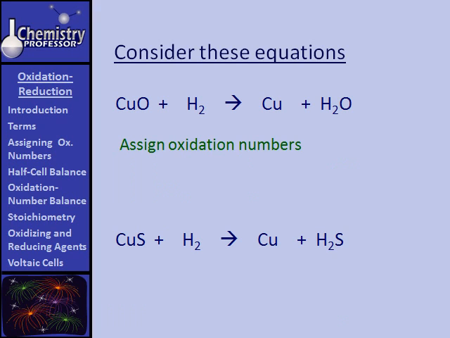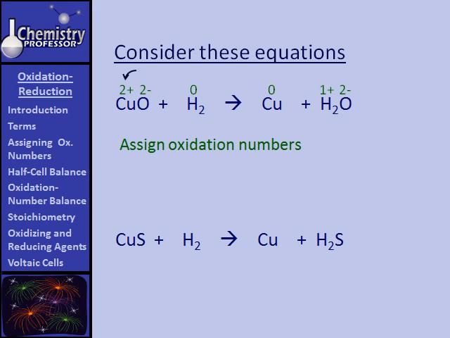All right, let's start with this top equation. Let's assign oxidation numbers. Well, in that top equation, the copper is a +2 and the oxygen is a -2. And hydrogen, what's hydrogen? Hydrogen is 0. Why is it 0? It's not bonded to anything. It hasn't reacted with anything at this point. And that's going to produce copper. Here copper is as an atom. It's not bonded to anything. It doesn't have a charge. It's 0. And water, what about the charges in water? Well, hydrogen is a +1 and oxygen is a -2.